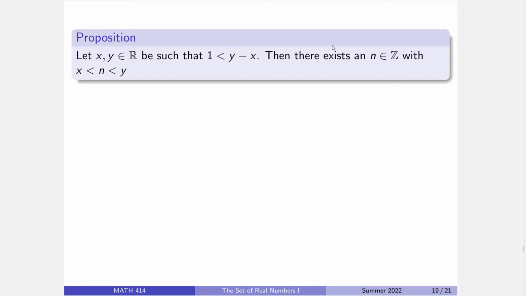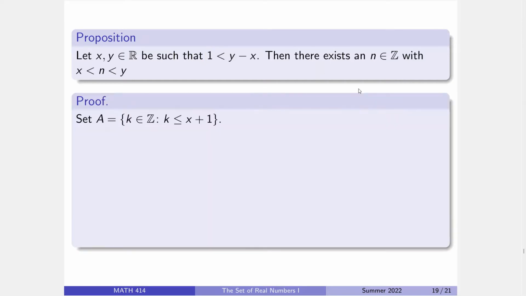and prove the following. If I have two real numbers and their difference is strictly bigger than 1, there's got to be an integer that lives between them. Right, that makes a lot of sense, because if you think about it, this is representing a distance between two real numbers. Well, if it's bigger than 1, there's got to be an integer somewhere in there, because the integers cut up the real line into chunks of length 1. All right, now let's prove it.